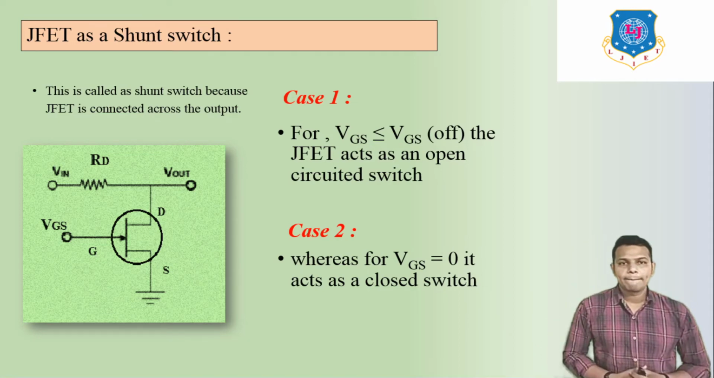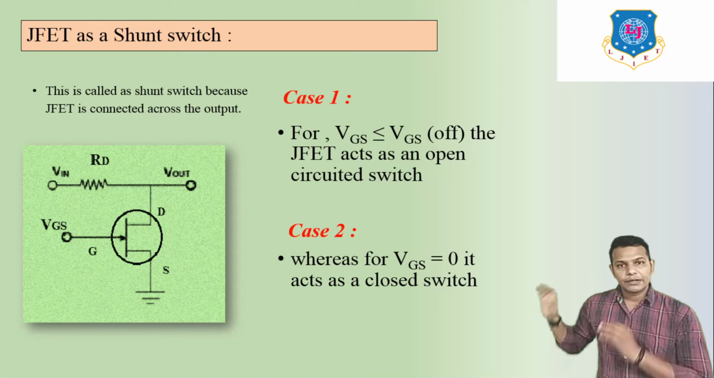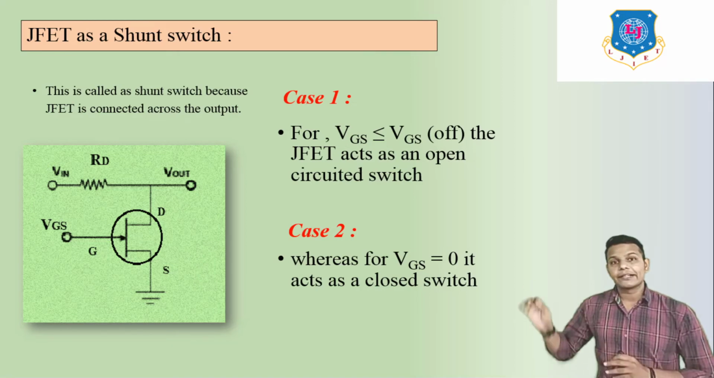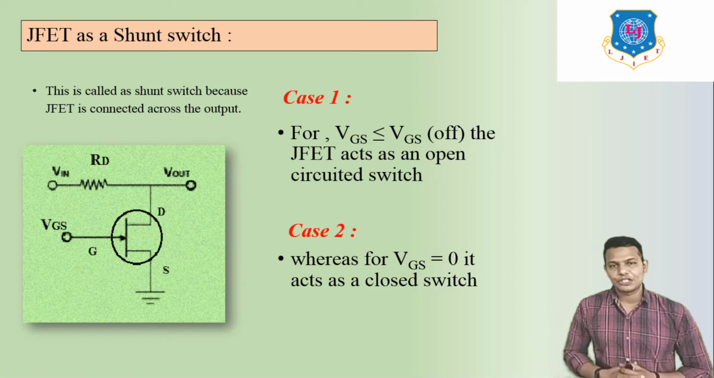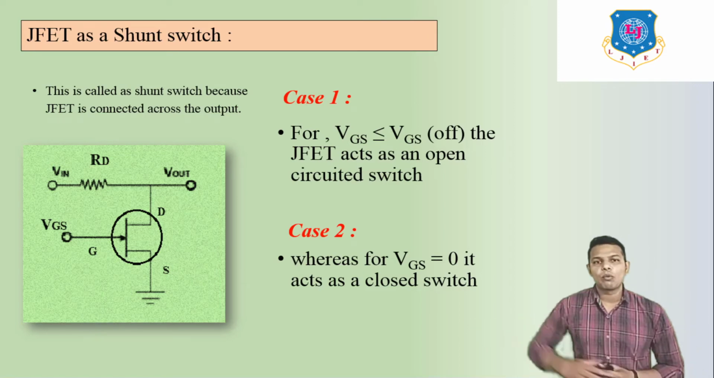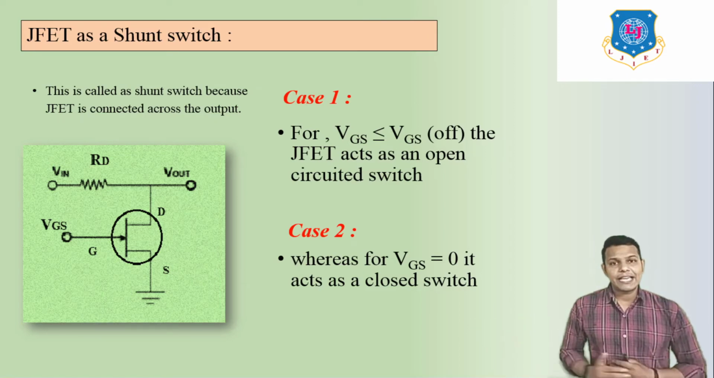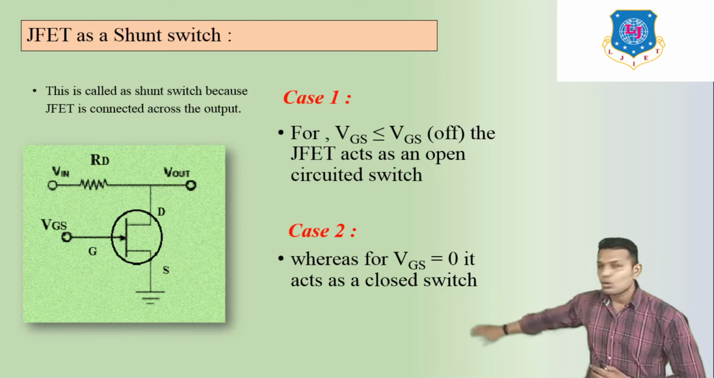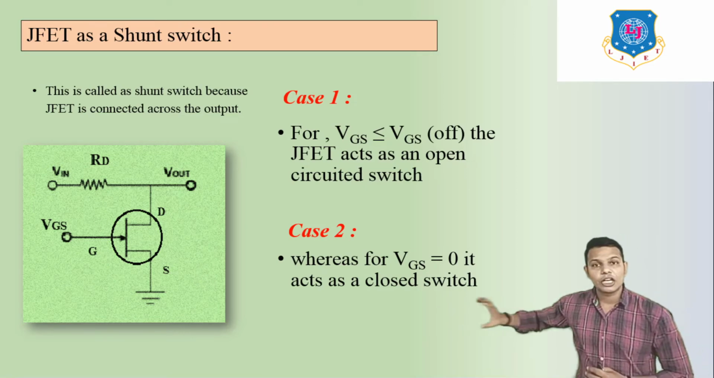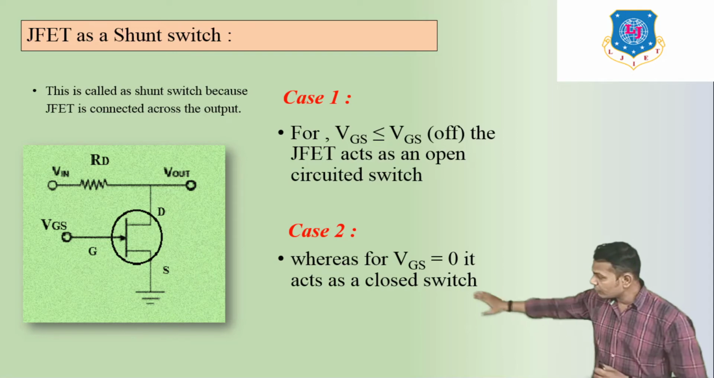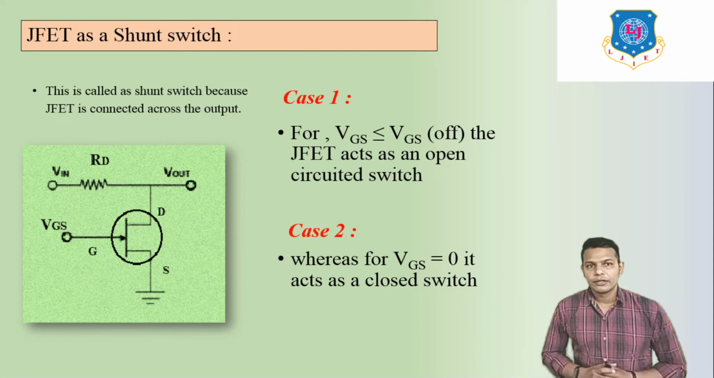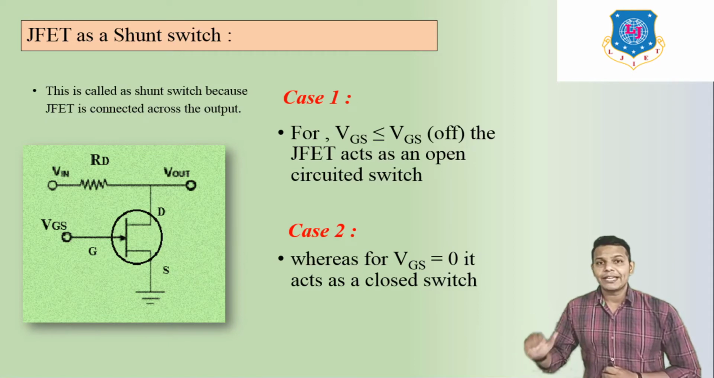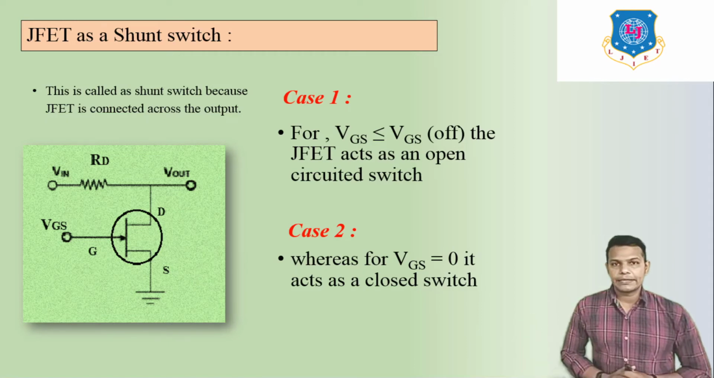Case number 1: we have to remember the characteristics of JFET as we discussed in the first lecture. For VGS, that is the gate to source voltage, which is also known as the controlling voltage, VGS less than or equal to VGS off, the JFET acts as an open circuit.